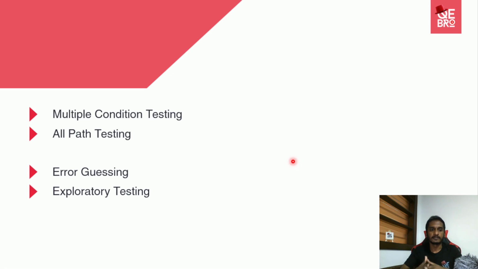The next one is exploratory testing. This also we have already discussed in the testing types. Exploratory testing means, without following proper or written test cases, we just go to the application and execute some user flows, different user actions or activities, and then see the output.